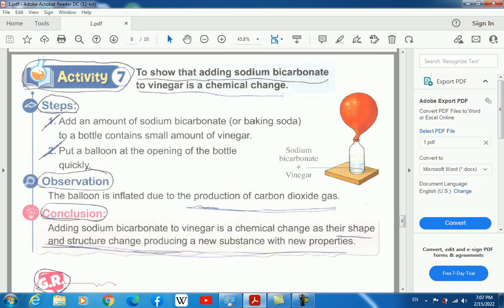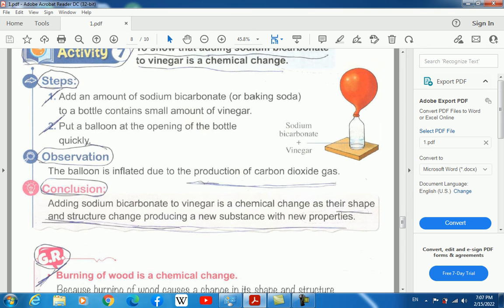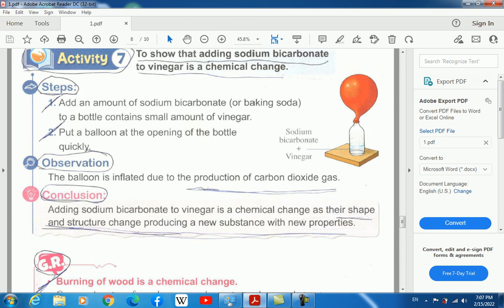Now to do another activity, activity 7, to show that adding sodium bicarbonate to vinegar is a chemical change. In order to do that, we have just 2 steps. Add an amount of sodium bicarbonate, which is baking soda, to a bottle containing a small amount of vinegar. Then put a balloon at the opening of the bottle quickly. What will happen? Like shown in this picture, the observation is that the balloon is inflated due to the production of carbon dioxide gas.